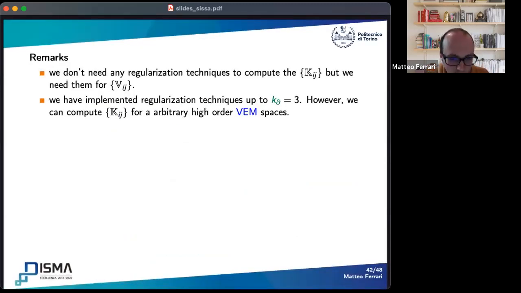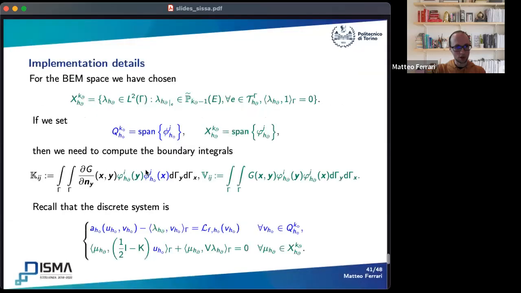And these regularization techniques are quite difficult. From an implementation point of view, this may become very complicated for a polynomial, let's say with degree larger than 2, so order 3. However, we have the BEM boundary function only in V, the one where we need regularization. Where we have also a VEM function is in K, only here.